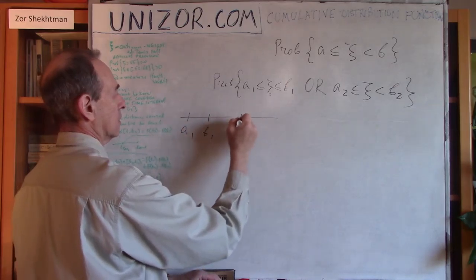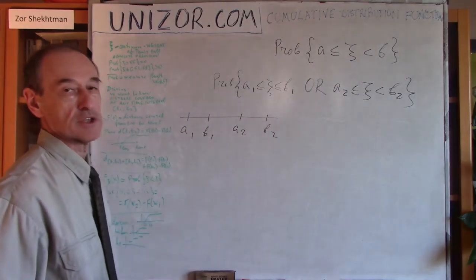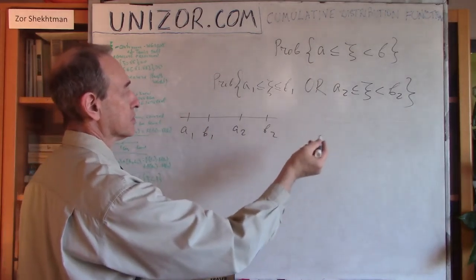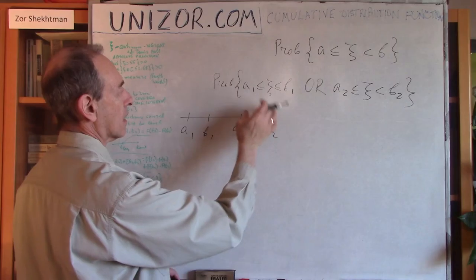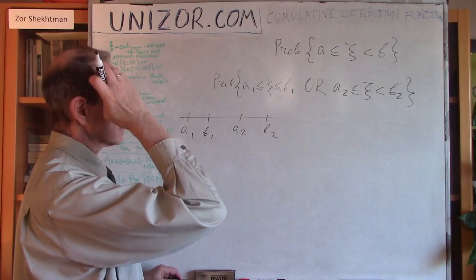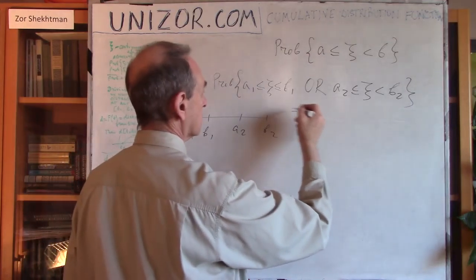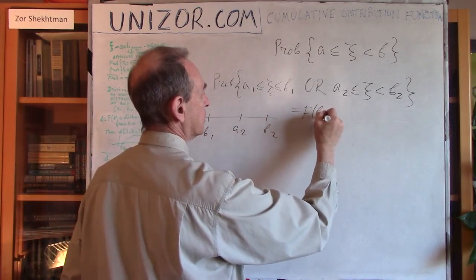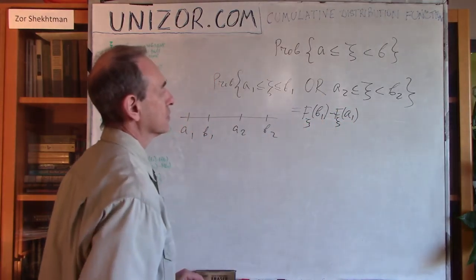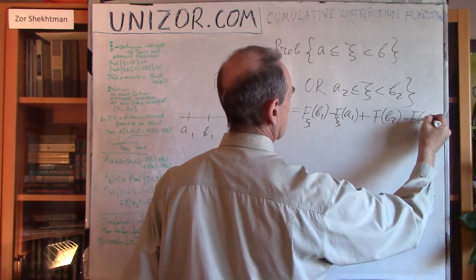A1, B1, A2, B2 are non-intersecting intervals. Well, obviously, again, the probability is an additive function. This is OR. These are completely non-intersecting events, so there are no elementary events which are common, and that's why this probability is equal to the sum of these two probabilities. The first one is equal to f of b1 minus f of a1, where f is the cumulative distribution function, and the second, which we have to add, would be f of b2 minus f of a2.